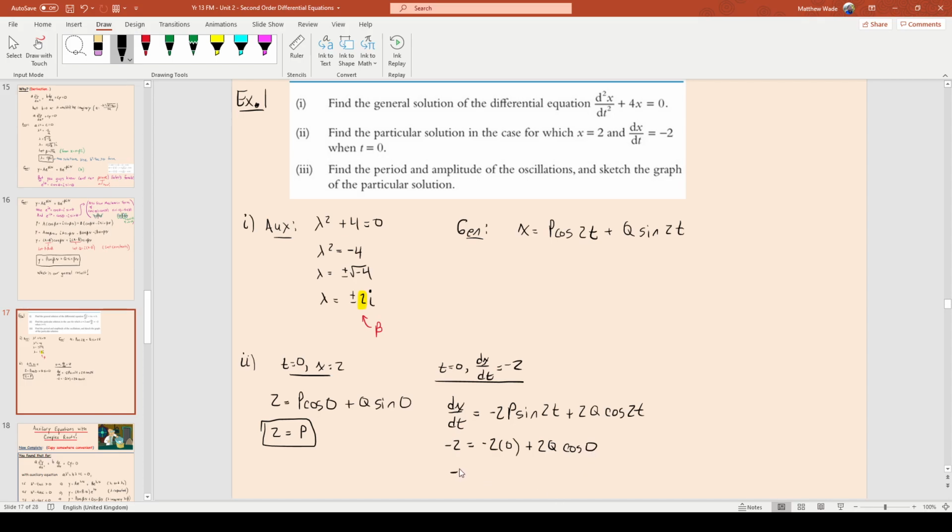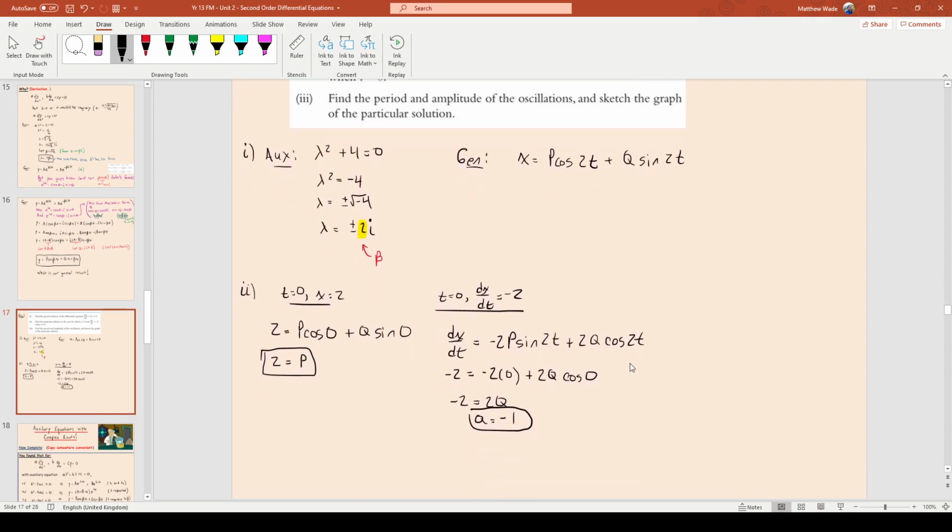Cool. So you're going to get -2 equals cos of 0 is 1 is equal to 2q, which means q is -1. Which means, my buddies, we're ready for the particular solution. So the particular solution is just then put in. Particular is going to be x equals p, which was 2 cos of 2t, and then q is -1 minus sine of 2t, and that's it.